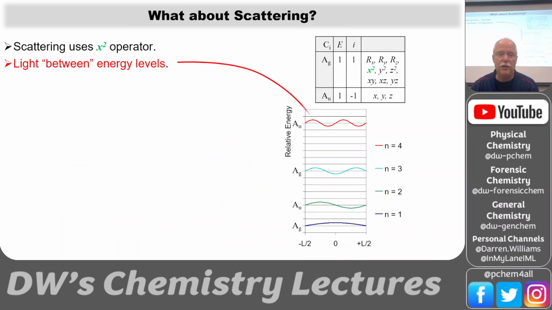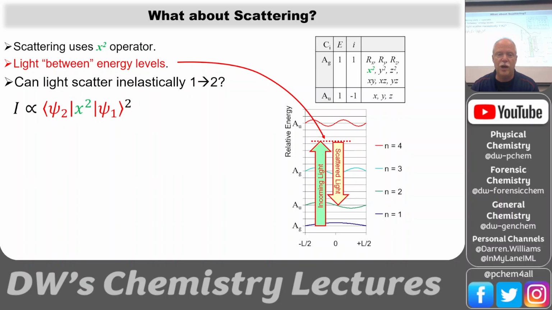What about scattering? Okay, let's use the x squared operator. So now this is the Raman setup. So is this allowed in Raman? So x squared up here is AG. So x squared is AG. It looks like we're going to have an odd number of U's. So this is going to be forbidden.